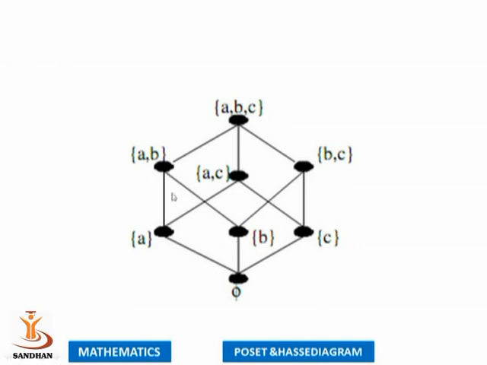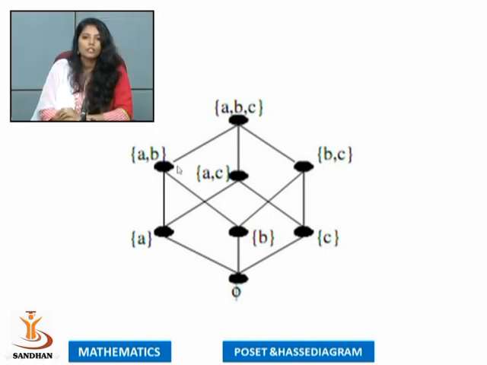We can join these two lines. Similarly A can be joined by AC, C can be joined by AC. So these two lines, and B can be joined by BC and C can be joined by BC. So these two lines. Now the last, AB, AC and BC, all three elements can be joined by ABC because all three elements are subsets of ABC. So AB, AC and BC can be joined by these three lines. So this is our Hasse diagram for the power set of A, which contains three elements A, B and C.